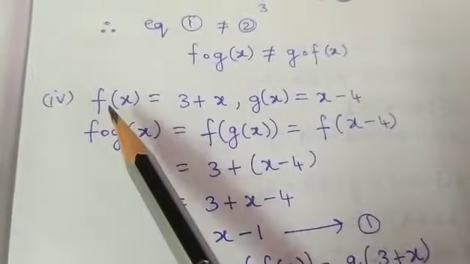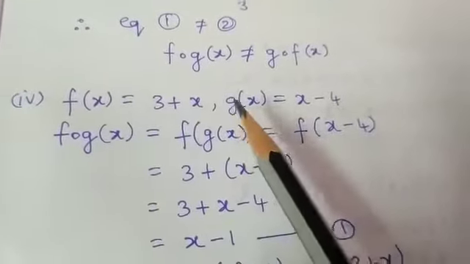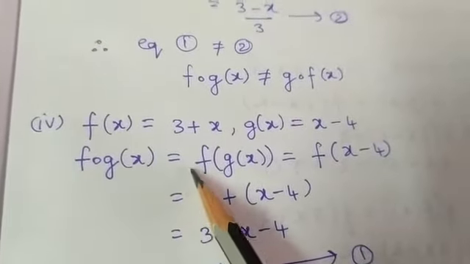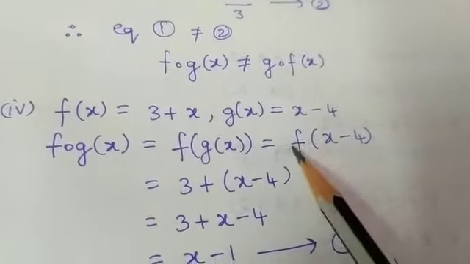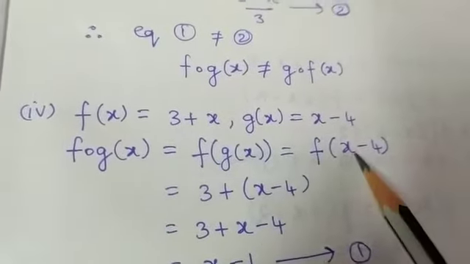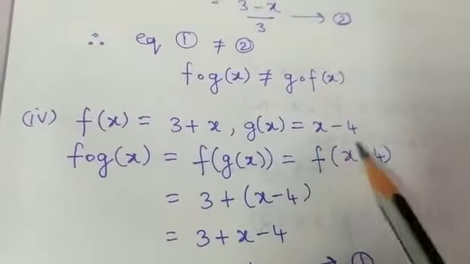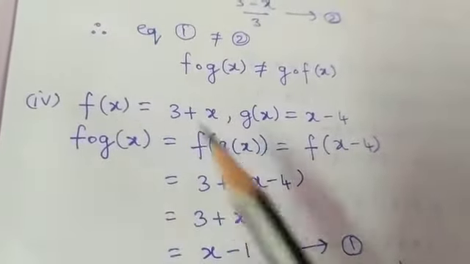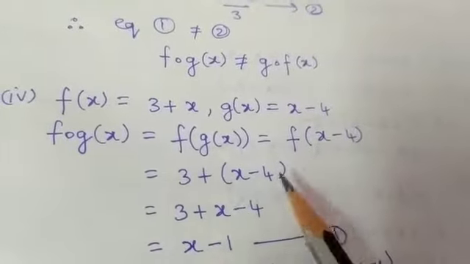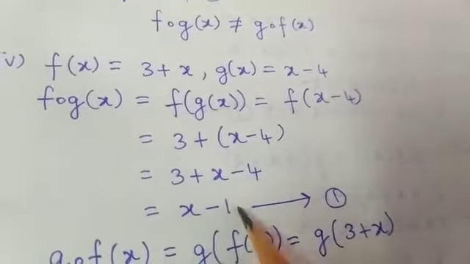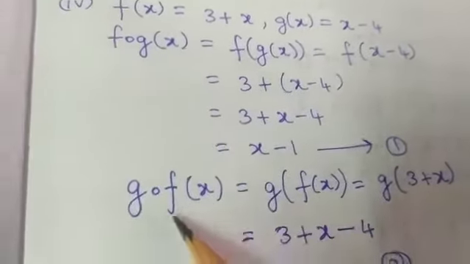And my fourth one is given f of x equal to 3 plus x and g of x equal to x minus 4. f dash g of x equal to f g of x, that is equal to, I'm putting the value of g of x here, that is x minus 4, it is given already. Then I'll put this x minus 4 in the place of x in f of x, that is 3 plus x minus 4, that is 3 plus x minus 4. So when I cut it, I'll get x minus 1 equal to, this is my first equation.